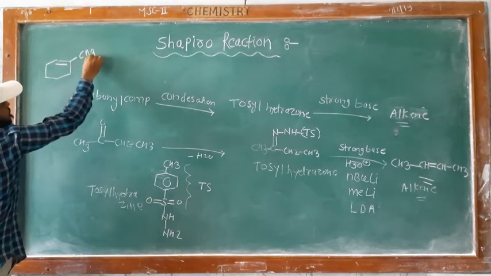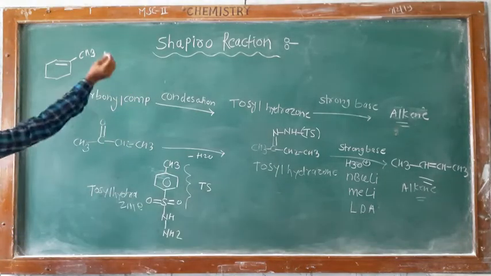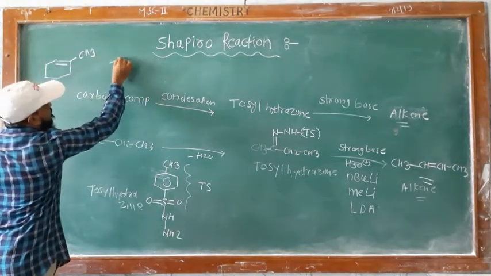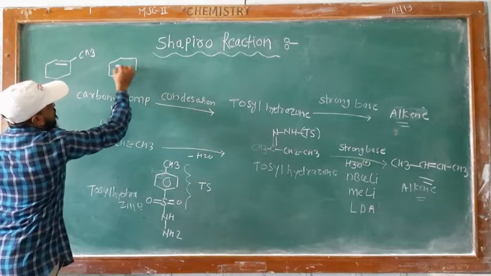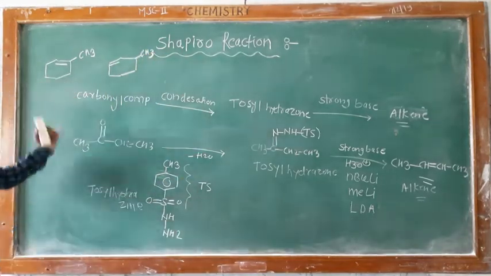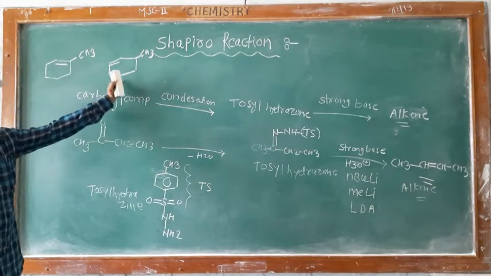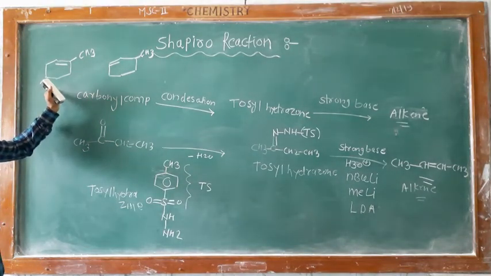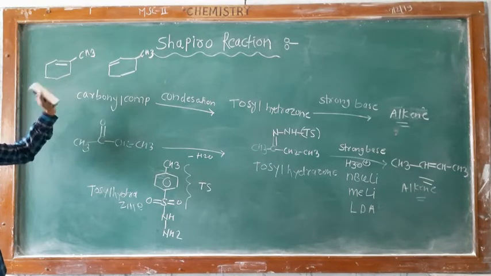Okay, and also I am right here, this type of alkene. Okay, so which alkene is more stable from both? Okay, and why is it more stable as compared to the other?